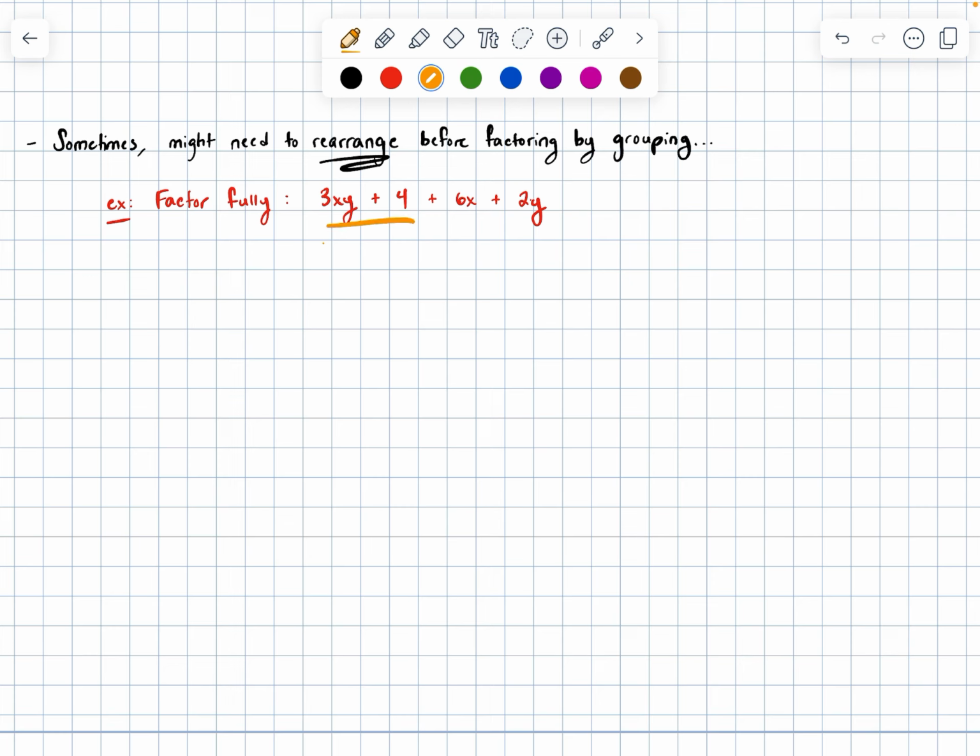Notice that 3xy plus 4, they don't have anything in common. So I might need to rearrange this a little bit. Find a possible rearranging, and when you do, use your factoring by grouping strategy. Can you find its factored form? Go!